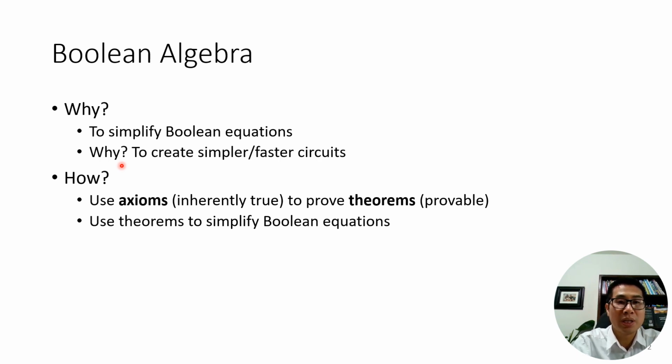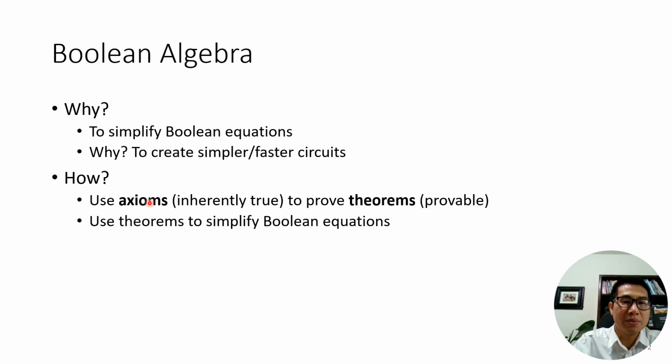It's going to produce less heat. It's going to produce less industrial waste. It's going to be lighter. I mean, a lot of advantages if we could simplify the Boolean equation. Then specifically how? We can use axioms.